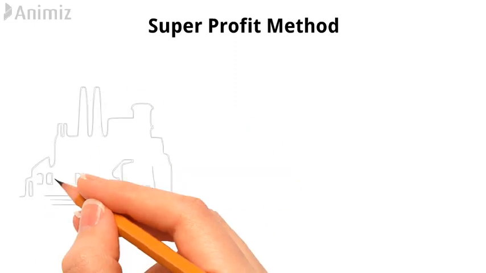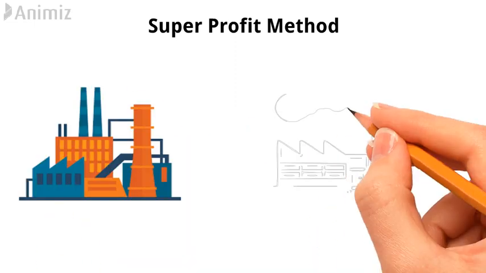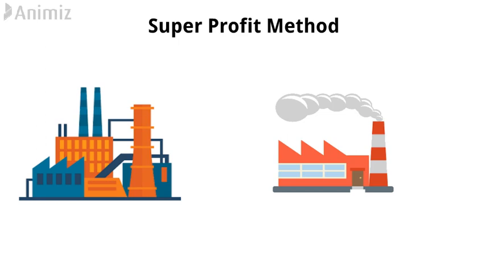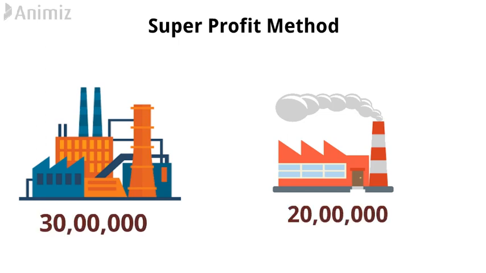Let's take an example before starting the concept. Here I have two businesses. One is factory A and the second is factory B. Factory A is earning a profit of 30 lakh and factory B is earning a profit of 20 lakh. Visibly, you can say that factory A has higher profitability compared to factory B.